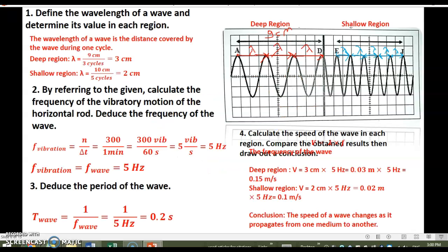Similarly, for the shallow region, we have to count the number of wavelengths included within this distance. So it is 1, 2, 3, 4, 5 lambdas. So we have 10 centimeters equal to 5 lambdas. Then lambda equals 10 over 5, so it's equal to 2 centimeters.